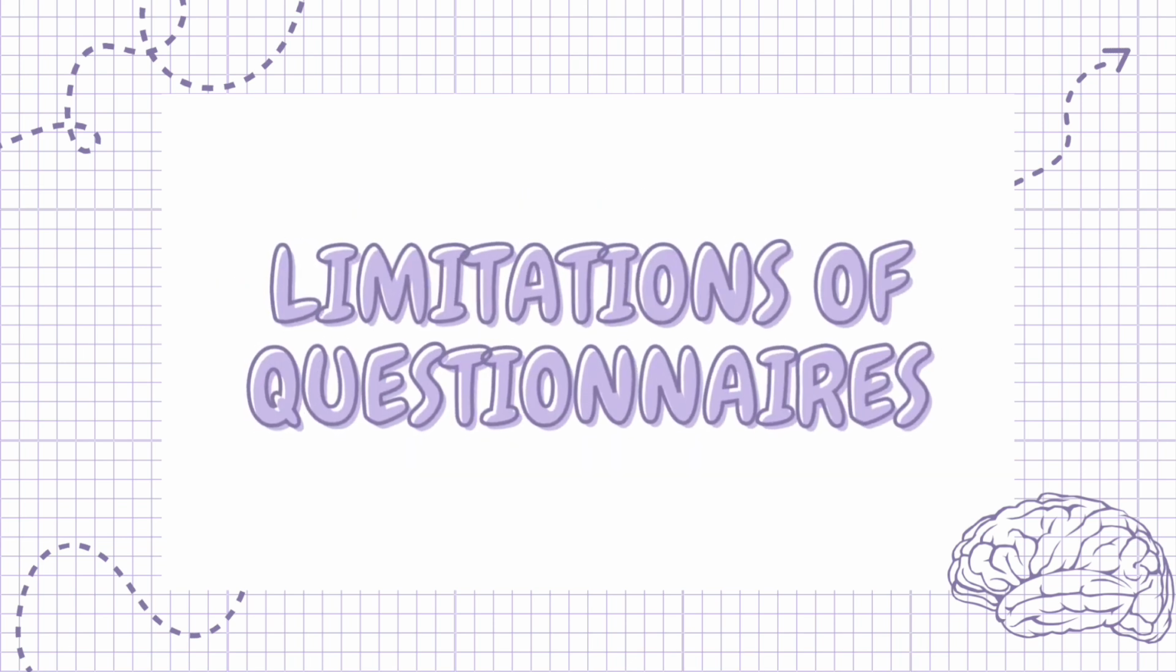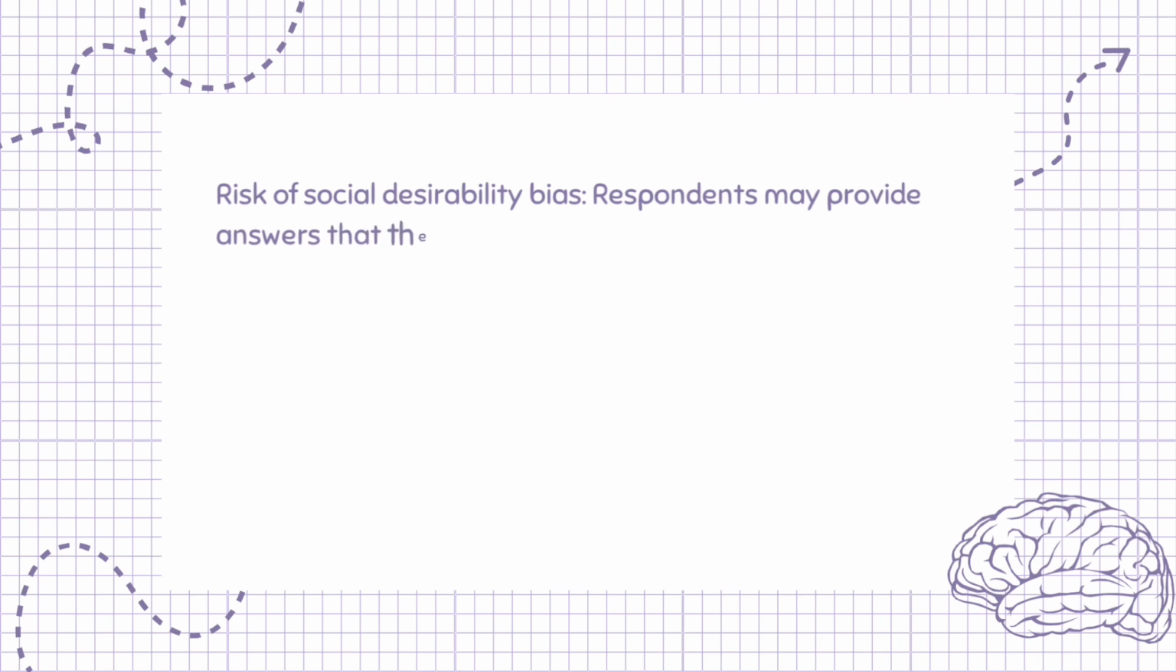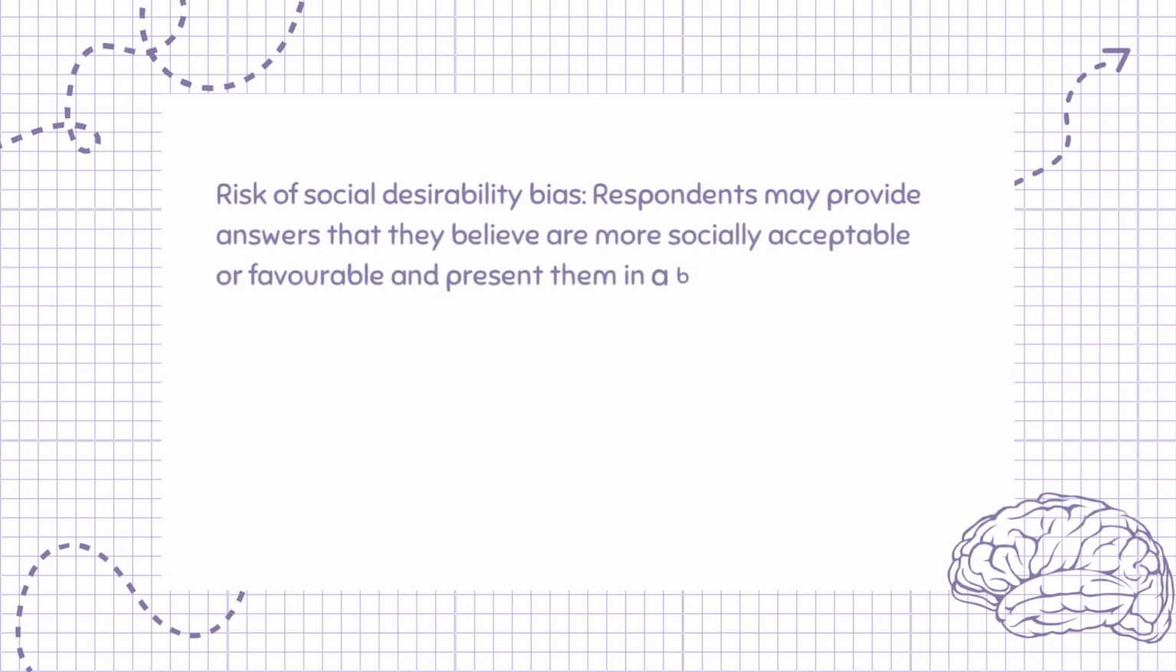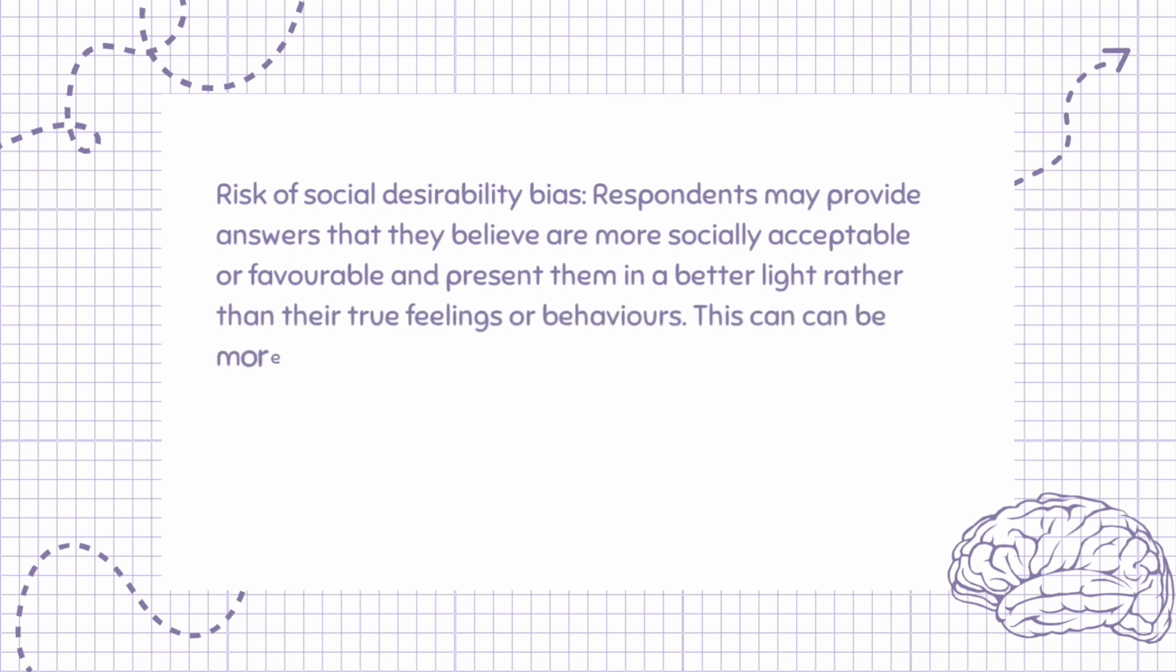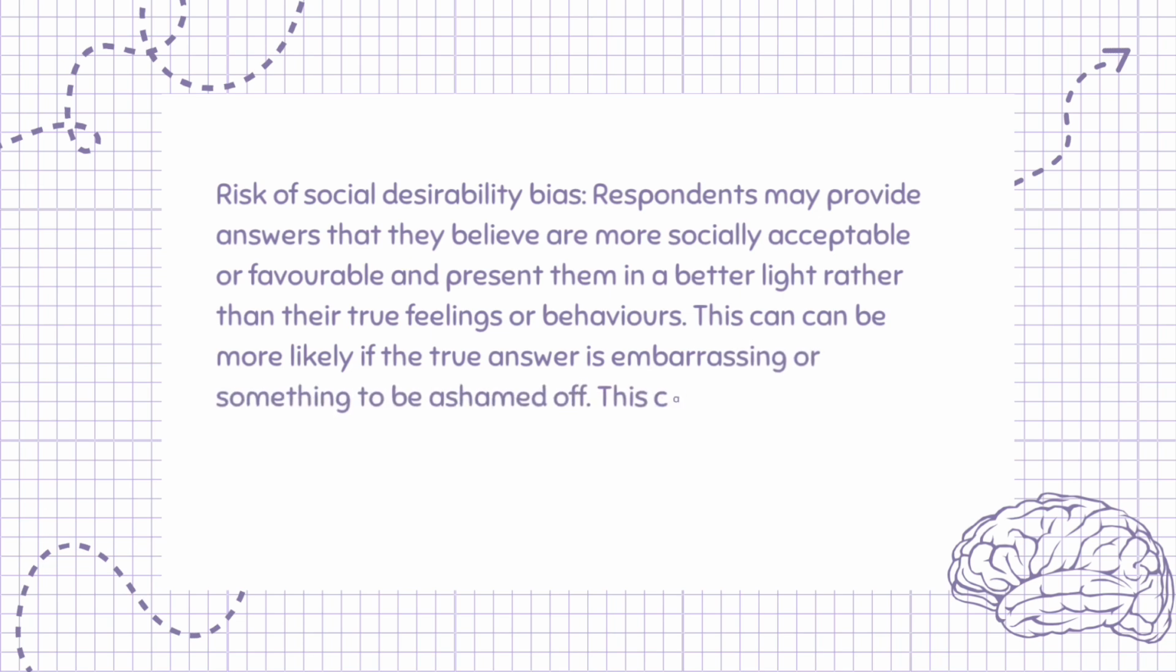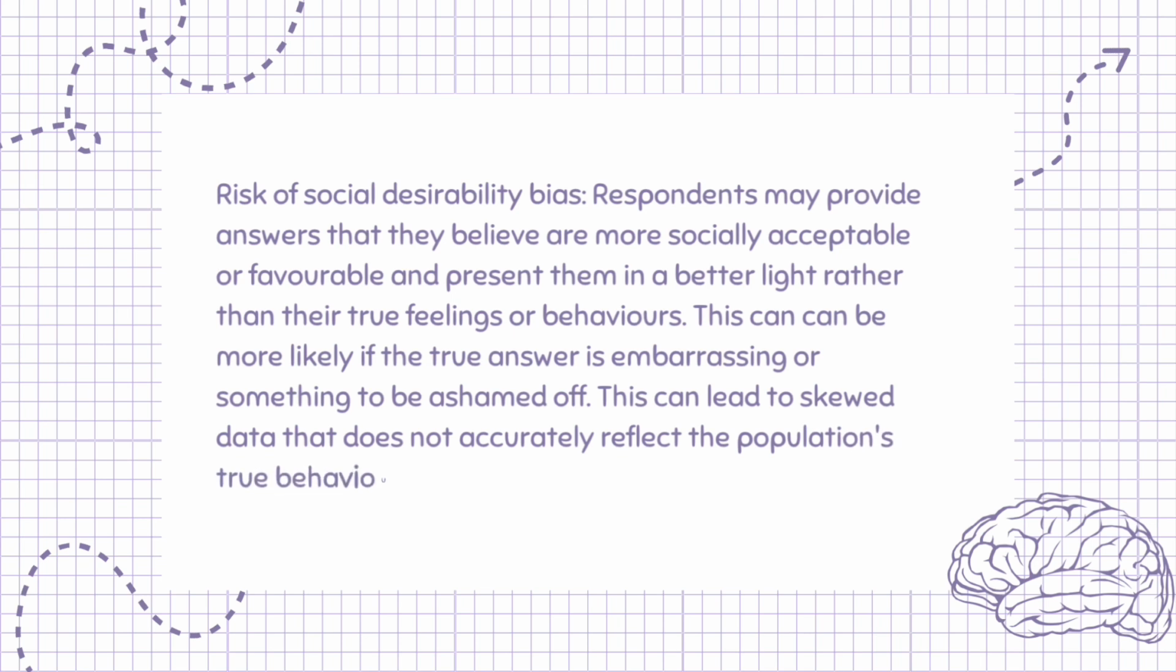Limitations of questionnaires. Risk of social desirability bias. Respondents may provide answers that they believe are more socially acceptable or favorable and present them in a better light rather than their true feelings or behaviors. This can be more likely if the true answer is embarrassing or something to be ashamed of. This can lead to skewed data that does not accurately reflect the population's true behaviors.